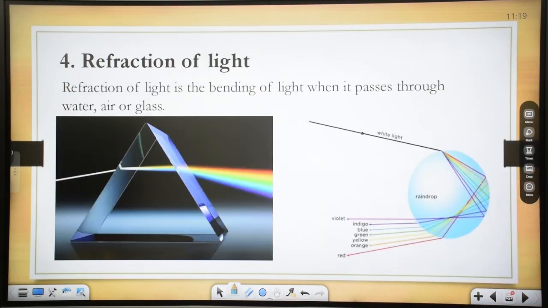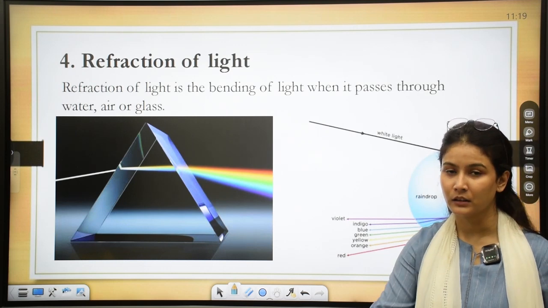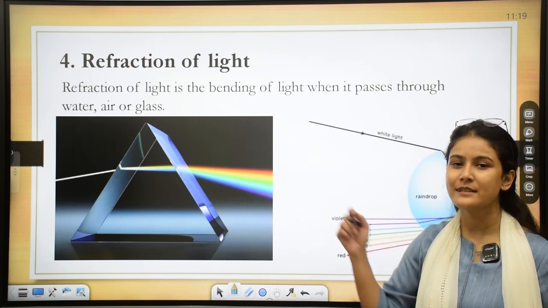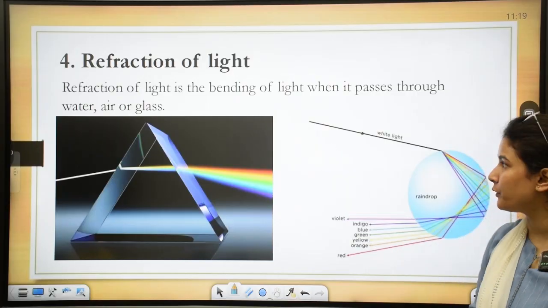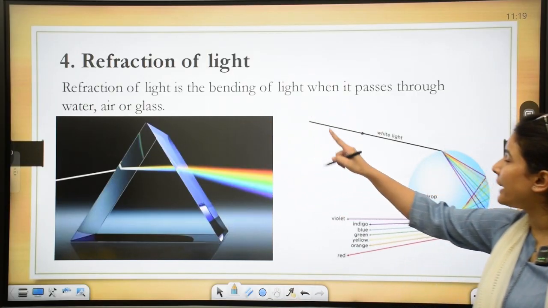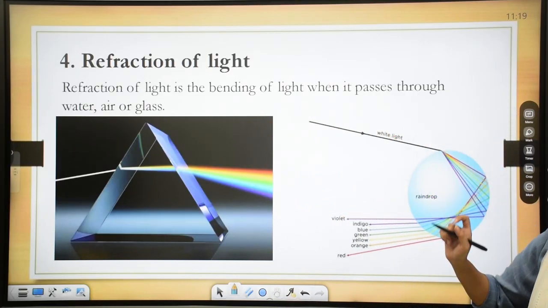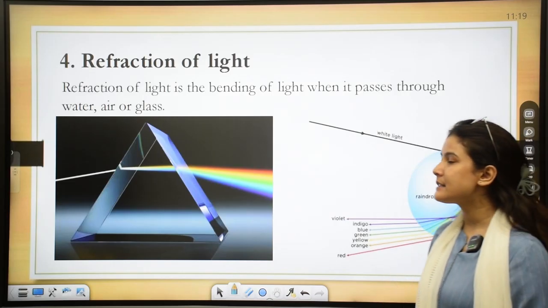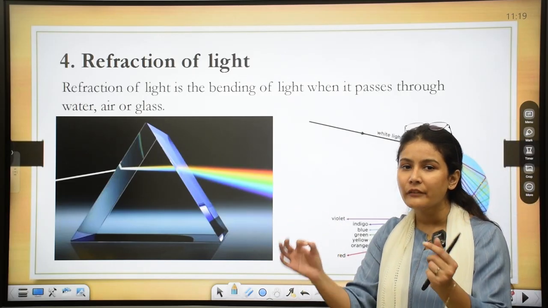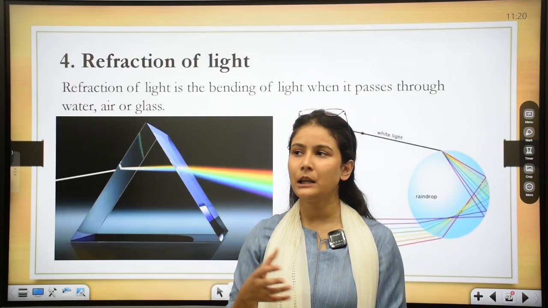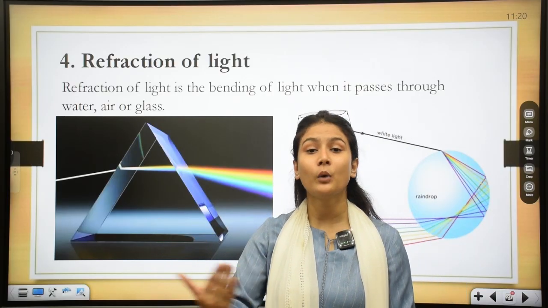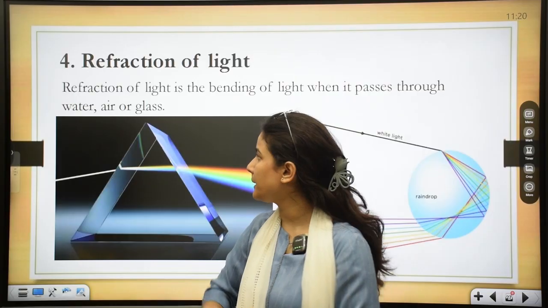Okay, let's move on. Refraction of light. In the earlier slide, we studied reflection of light. This is refraction of light. Refraction of light is the bending of light when it passes through water, air or glass. It means that when light is traveling in a particular medium and it changes its medium. Medium means the environment in which it is traveling.